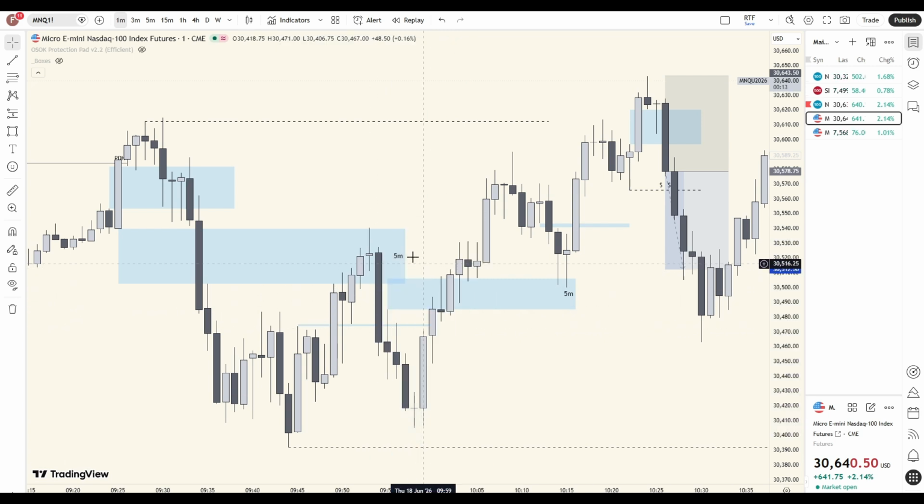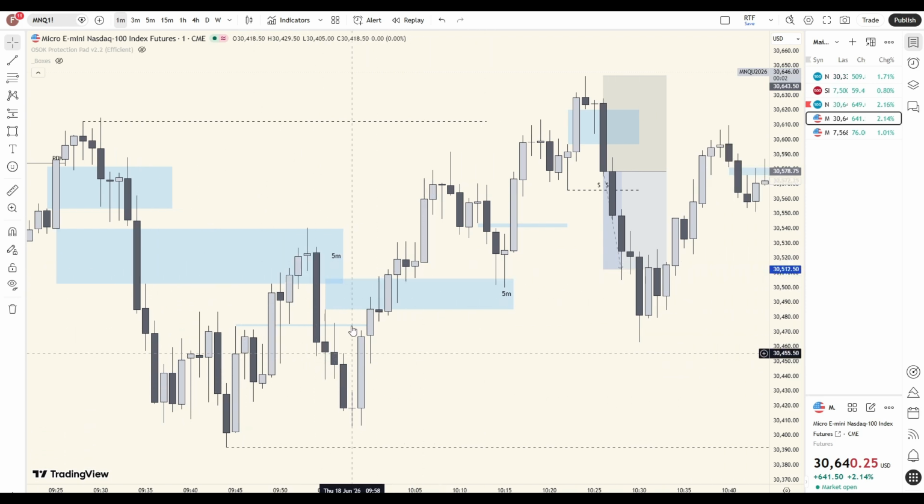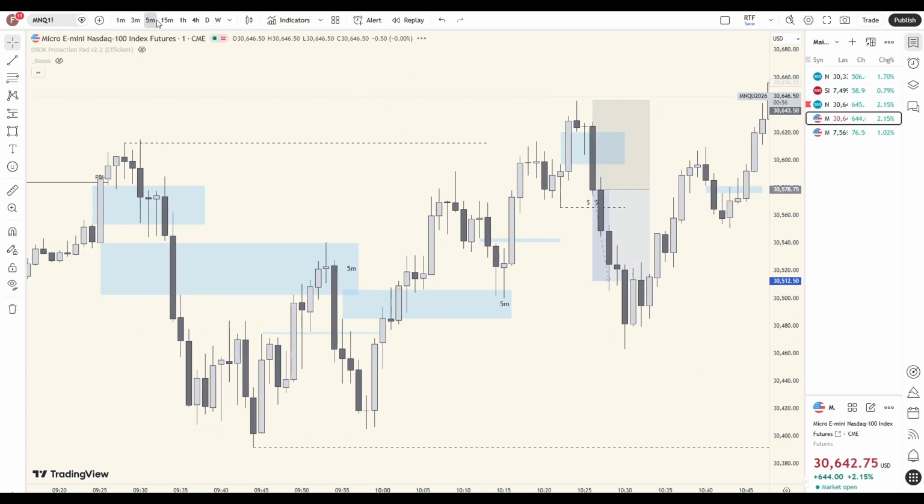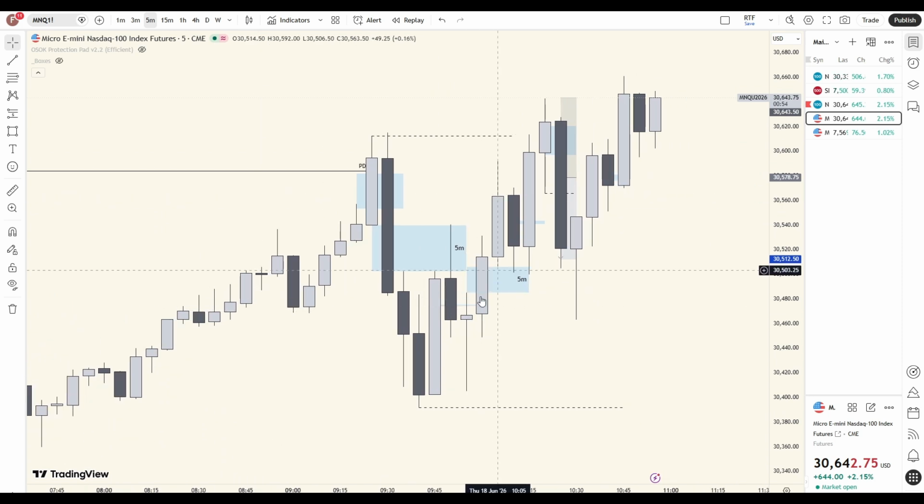For example, I was looking for an inversion on the 1 minute at this point. However, there was no 1 minute zone that could have been inverted. So there was also no trade here for me, which saved me from a potential loss, or at least a break even at minimum. Now we continue and suddenly another 5 minute zone opens up here, right?